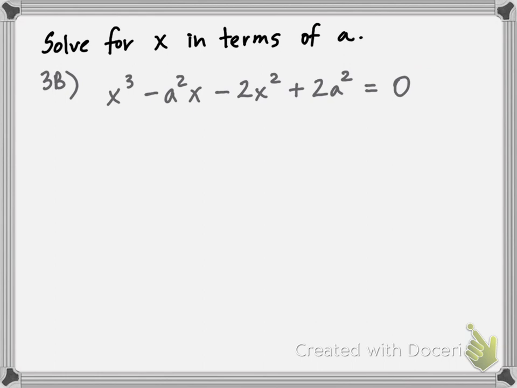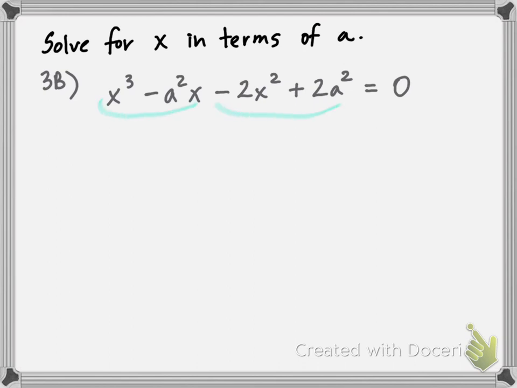On to the next example. Solve for x in terms of a. So when I look at this, it looks kind of nasty, right? But it's a 4-term polynomial, so I want to say to myself, okay, should I factor by grouping in terms of 2 to 2 or 3 to 1? Well, I don't see any perfect square trinomials in here, so I'm going to guess it's going to be a 2 to 2 factoring situation.